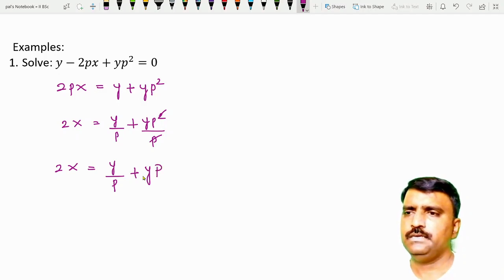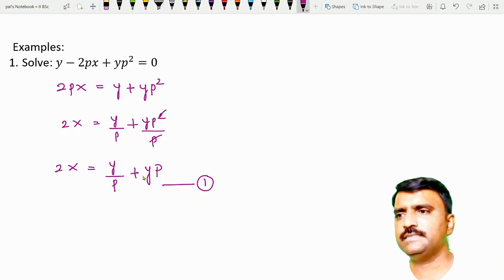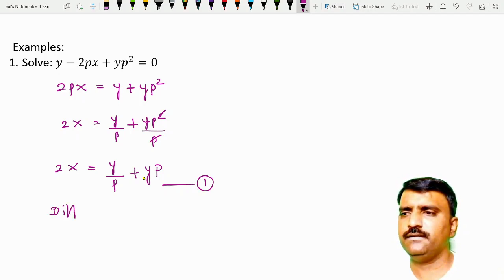Okay, so now take this equation 1. Yes, definitely it is solvable for x, because we write this equation such that x is equal to some function of y and p. So it is solvable for x. Now differentiate this with respect to y.